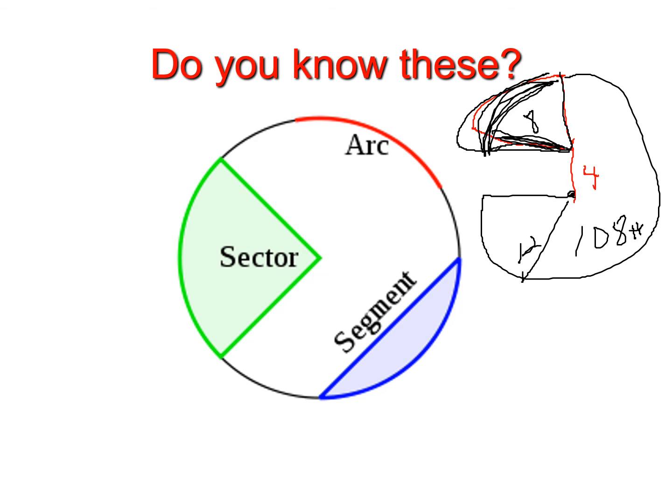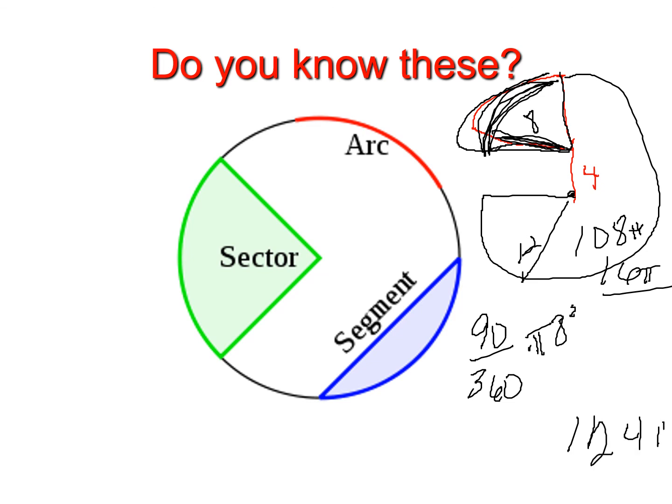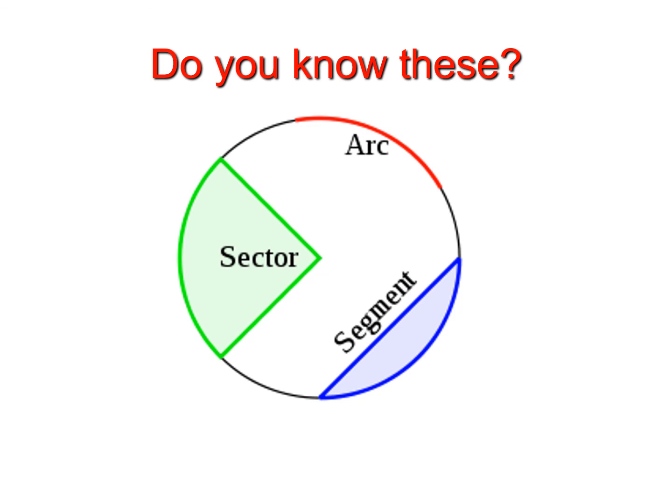So 108 pi added to 90 degrees over 360 pi times 8 squared. Let's see what that gives us. 16 pi gets added onto that. So there's a little bit extra space. So he gets 124 pi right out in the shed. Poor Rover. Okay.